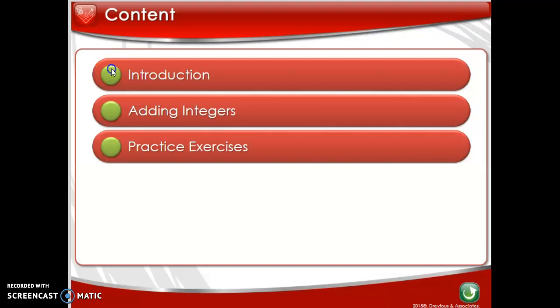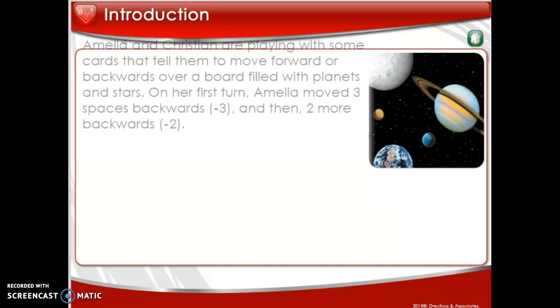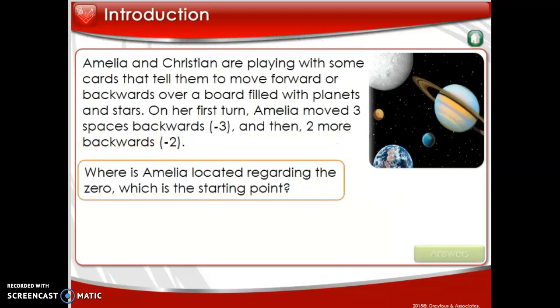Let's see the introduction. We have the first problem. Amelia and Christian are playing with some cards that tell them to move forward or backwards over a board filled with planets and stars. On her first turn, Amelia moved 3 spaces backwards, -3, and then 2 more backwards, -2. Where is Amelia located regarding the 0, which is the starting point?